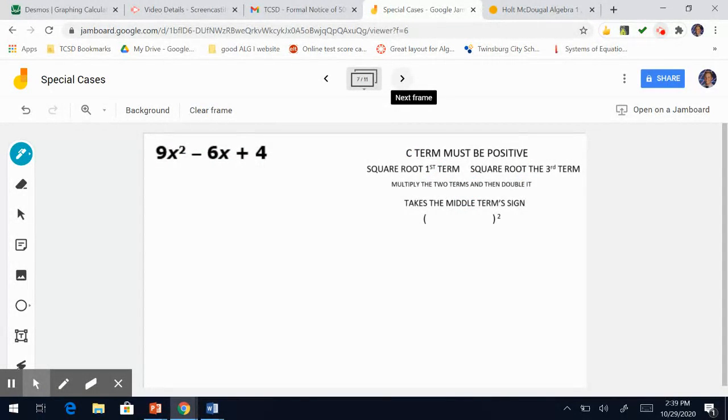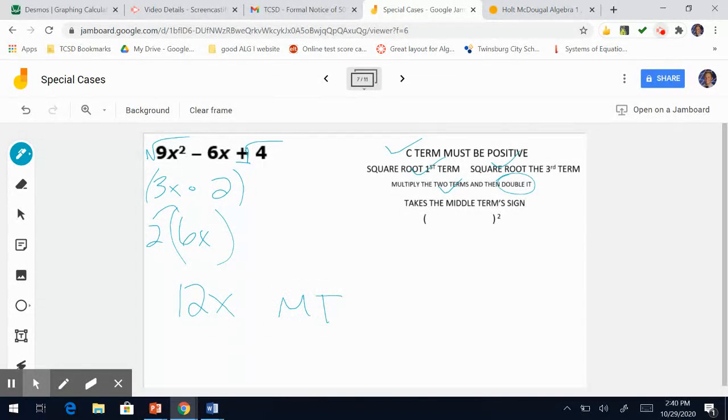Next example, is C positive? Check right here. It's quick, right? Square root the first term, 3x. Perfect. Square root the second term, 2. Right? The square root of 4 is 2. What is 3 times 2? X is tagging along. I need to double it now. What's 2 times 6? 12x. This should be my middle term. Is 12x my middle term? What the heck?